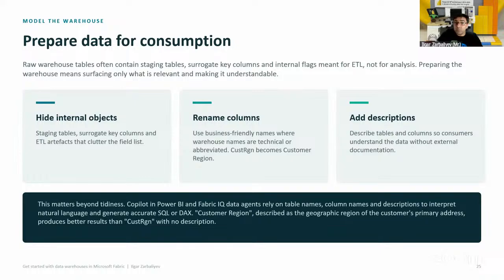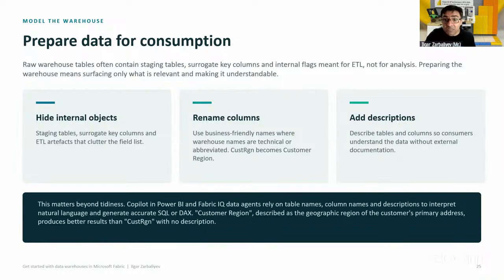Now we move into modeling, and the first step is not relationships. It's cleaning up what consumers actually see. Here is the problem. Without data modeling, every consumer has to work out which tables relate to each other, write their own aggregation logic, and guess at what the columns mean. Data modeling solves that by embedding structure, business logic, and documentation directly into the warehouse.